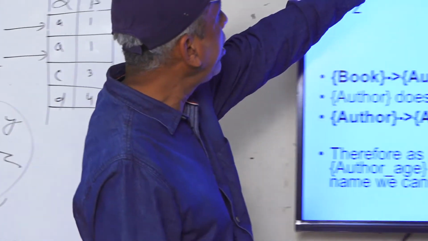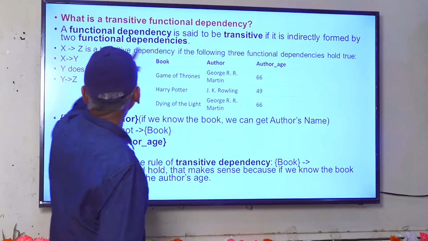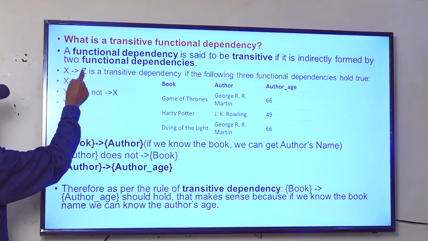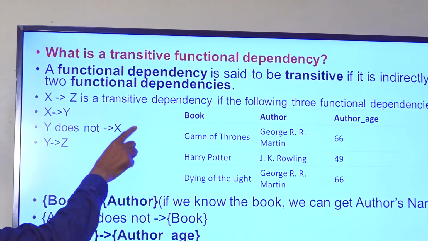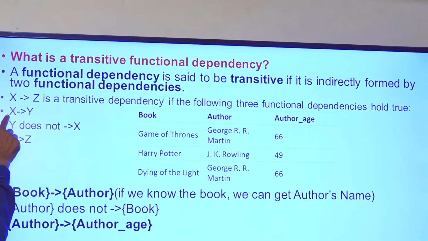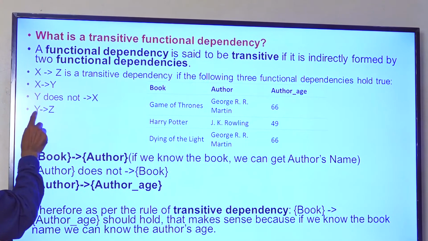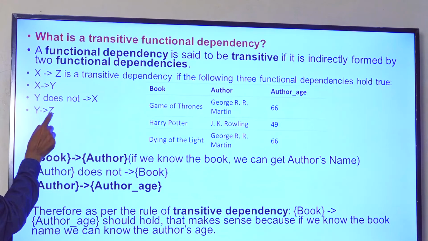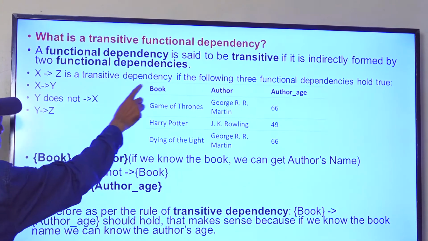In this case, a functional dependency is said to be transitive if it is indirectly formed by two functional dependencies. X produces Z is a transitive dependency if two functional dependencies hold. That means X produces Y, but Y doesn't produce X, and Y produces Z, then X produces Z. So X produces Z is a transitive dependency.